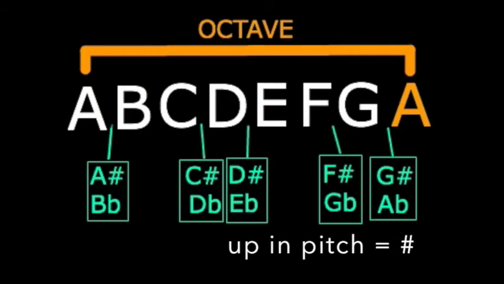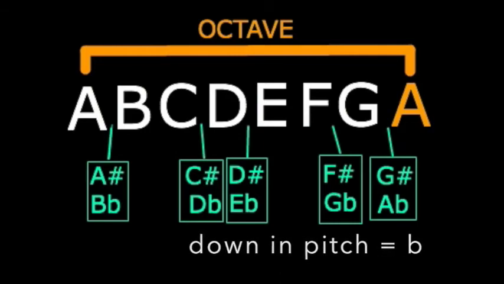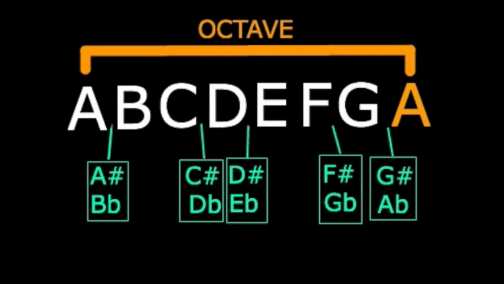So if you're going up, you would use the sharps. If you're going down, you would use the flats. So the note that exists between A and B is referred to as A sharp or B flat. But in between B and C, there is in fact no note. In between C and D, there is a C sharp or D flat. In between D and E, there is a D sharp or E flat. And in between E and F, there is in fact no note. In between F and G, there is a note that's called F sharp, G flat, and in between G and the following A, or the next octave, there is a G sharp or A flat.